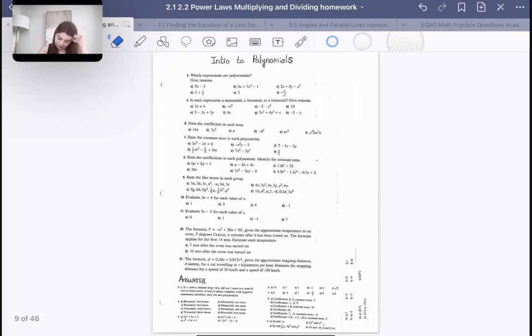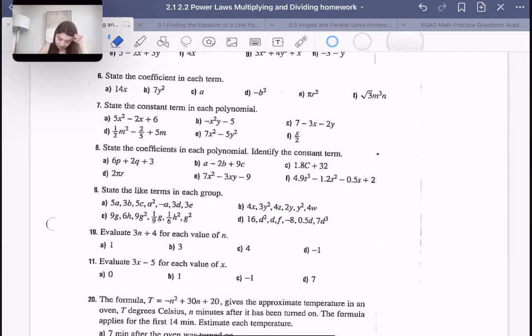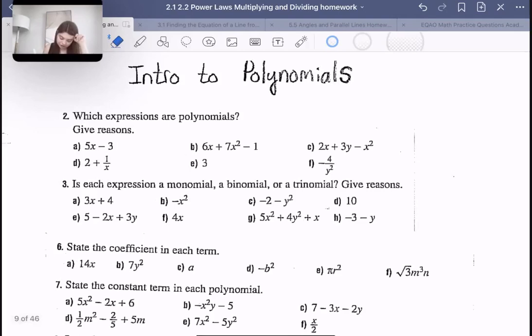All right. Well, there's polynomials. Let's answer some questions about polynomials. This one first says, which expressions are polynomials and give reasons. So A would be yes, and I'm not going to write down the reason, but I will say the reason because I think it's important.